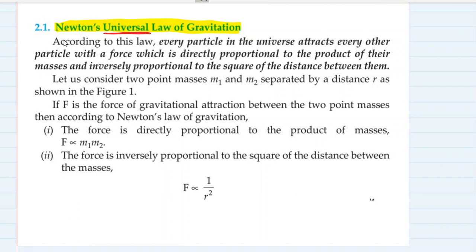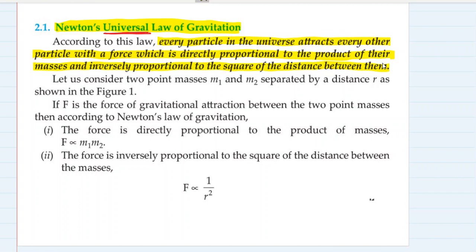So, according to Newton's law of gravitation, every particle in the universe attracts every other particle with a force which is directly proportional to the product of their masses and inversely proportional to the square of the distance between them. This law has to be memorized by you, but if you memorize without understanding, you will forget very quickly. So let's try to understand each and every statement.